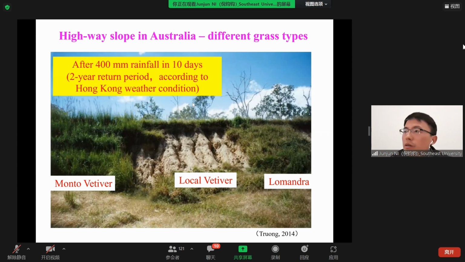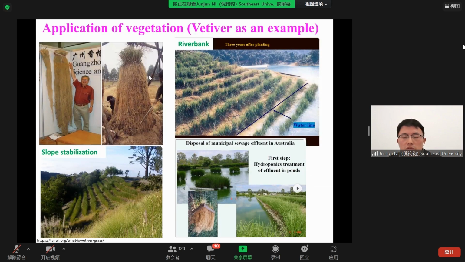I just use this clearer picture to show that in Australia, one slope uses different vegetation types. We can see that some vegetation can protect the slope very well, but this local vegetation, for example, cannot resist the soil erosion. So normally, what's the mechanism behind? For engineers, maybe not that clear. And also in Southeast Asia, for example in South China, they use vetiver for the protection of river banks, for example, and also slope stabilization.